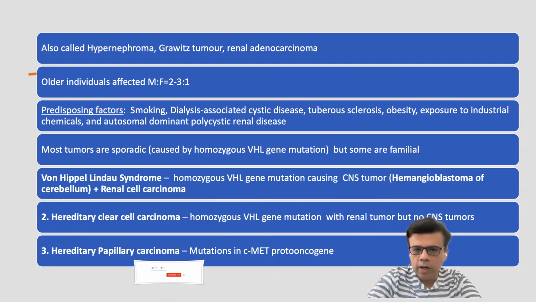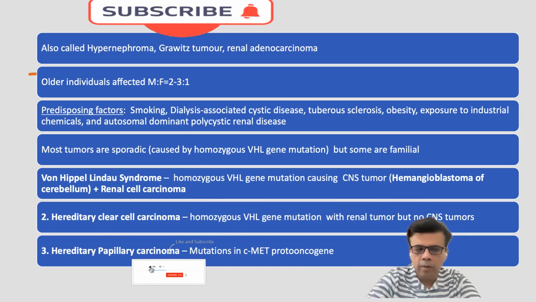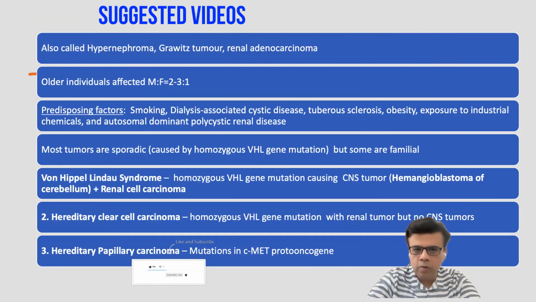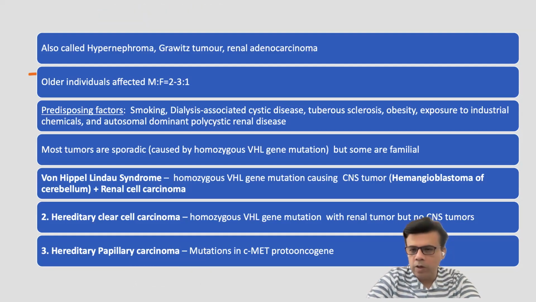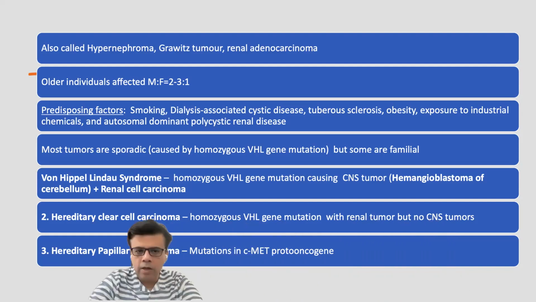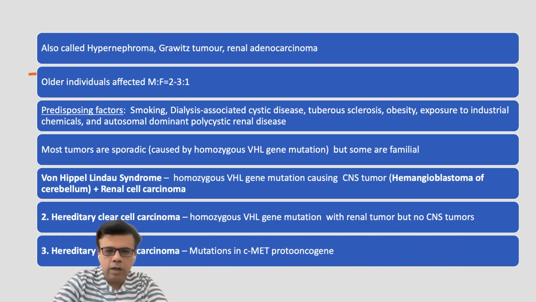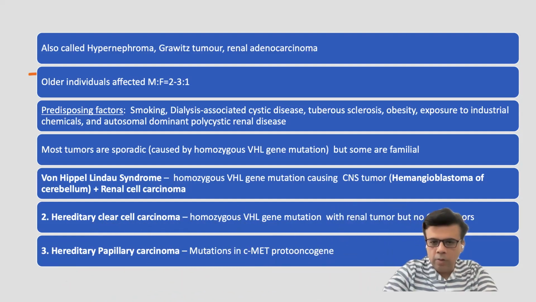Majority of the tumors are sporadic. VHL gene mutation is seen in many of them. Familial cases also do exist, and some of the familial syndromes associated with RCC are von Hippel-Lindau syndrome with homozygous VHL gene mutation causing CNS tumor, hemangioblastoma, and renal cell carcinoma. Hereditary clear cell carcinoma: here also there is a homozygous VHL gene mutation, but without any CNS tumor, only clear cell RCCs are present. Hereditary papillary RCC is associated with the c-Met proto-oncogene. So these are some important points that you need to remember.